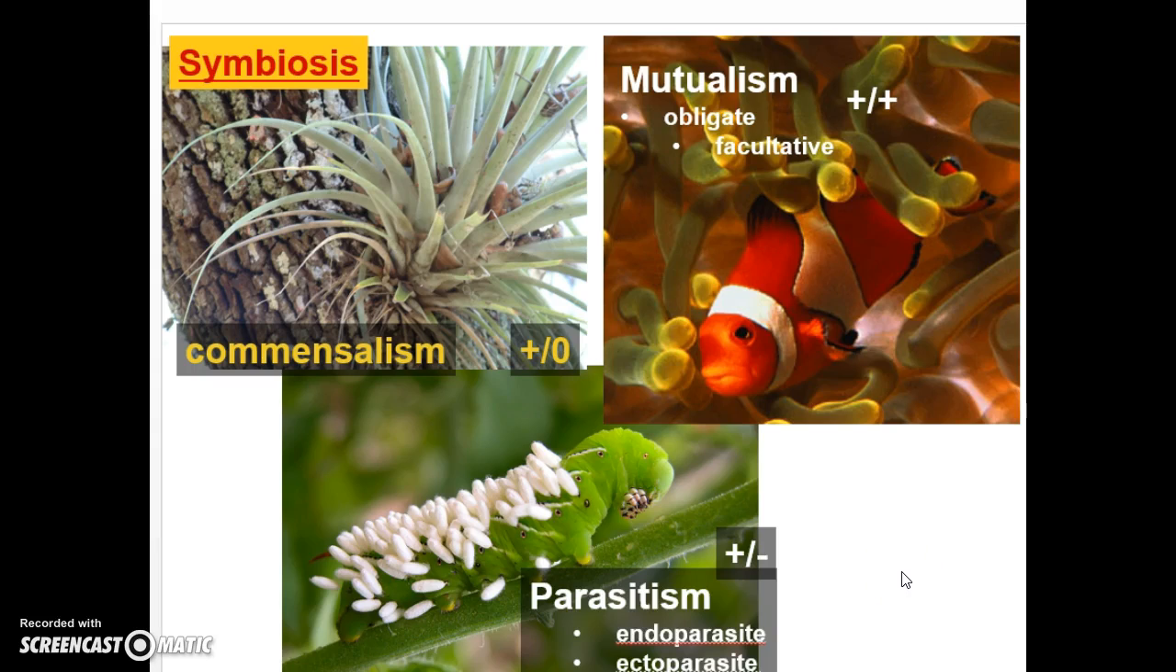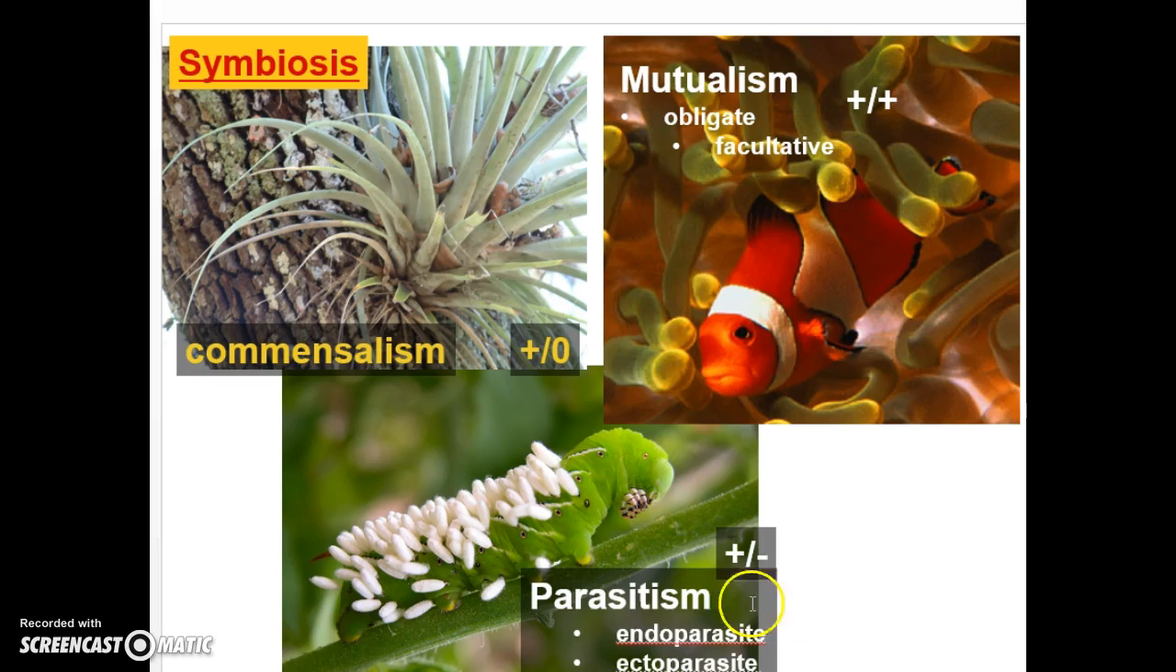With mutualism, we can have two types. We have obligate or facultative. If it's obligate, that means at least one of the species involved is necessary for its survival to have that relationship. When it's facultative, it means that they could actually do without. Either one could do without the relationship, even though it's beneficial.